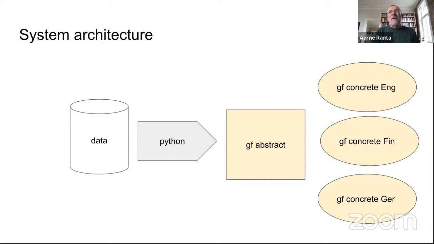The system architecture will always be the same. We have some data, and we have some GF grammar, an abstract grammar, and then the concrete syntaxes. Between the data and the abstract, there is a Python module. This could, of course, be some other host language, but I'm using Python because I thought it's maybe a candidate for a widely known language, and also the Python GF API is very nice. I have actually been learning more of this when preparing for this talk.